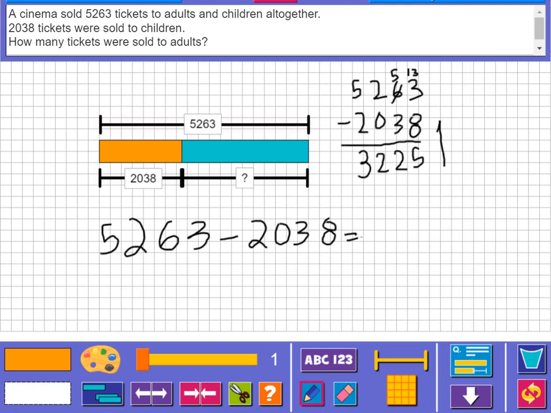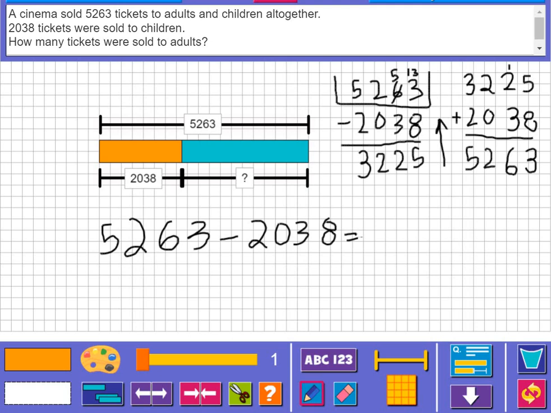Now, to recheck my answer, I work backwards. 3,225 was my answer. I'm going to put the part which I subtracted back in there by adding 2038. I will get 5 ones plus 8 ones is 13 ones. So we regroup 1 ten and put 3 ones over here. 1 ten plus 2 tens plus 3 tens, total of 6 tens. We have total of 200 in this column and a total of 5,000 in this column. If you look closely, your number over here on top matches the number over here. That means you have done your working correctly.